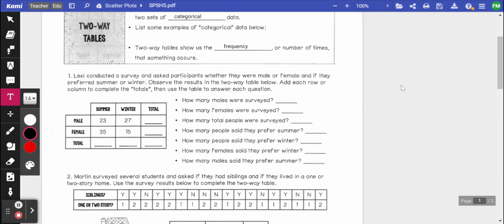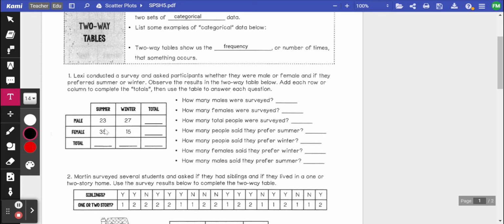So the first one here, a two-way table. You can see we have categories going this way and categories going this way. Categories here are looking at gender, categories here are looking at seasons. So it's two sets of categories, but in those categories you're going to have multiple things.